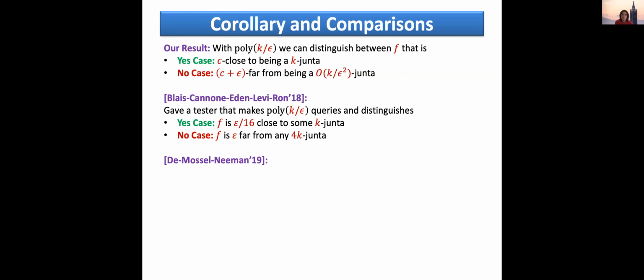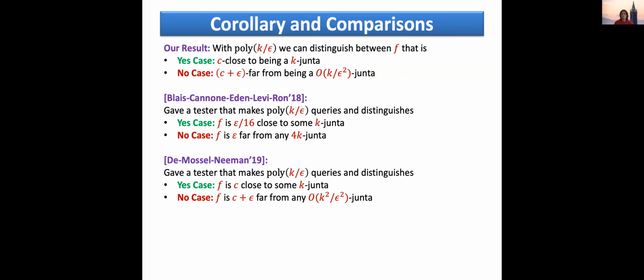Dey, Mossel, and Neeman gave a similar result. The only difference between theirs and ours is that they had O of K squared, which was the work we've done in the last several slides, reducing K squared down to K.